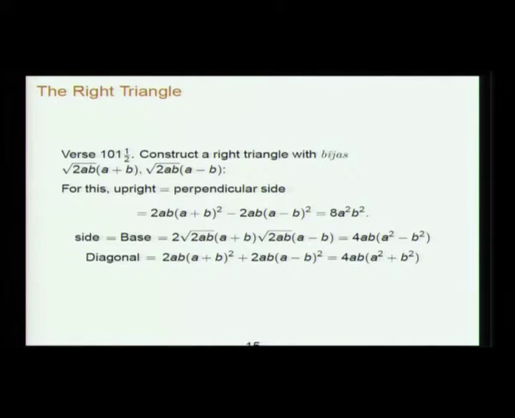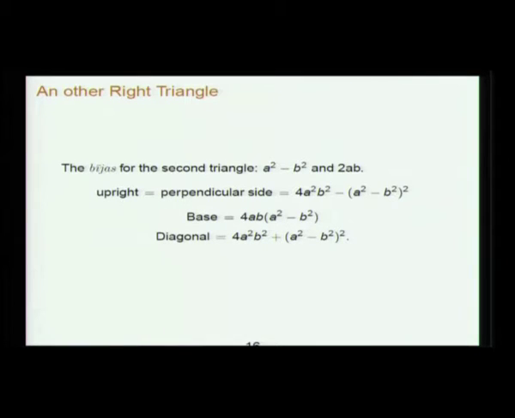Next, several other right triangles are constructed. Suppose you have a right triangle with bijas, square root of 2ab into (a plus b) and square root of 2ab into (a minus b). For the upright you take this square minus this square, and base you take this into this, so 4ab into (a squared minus b squared). Diagonal, of course, you take the square root of the sum of these squares, so 4ab into (a squared plus b squared). For the second triangle, the bijas are taken to be this, a squared minus b squared and 2ab, that is, the perpendicular is this, base is this and diagonal is this.